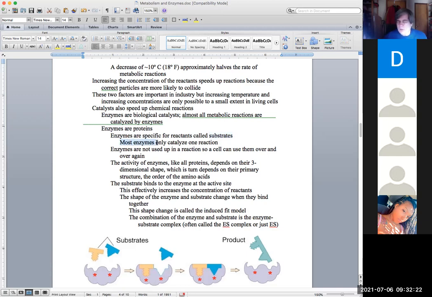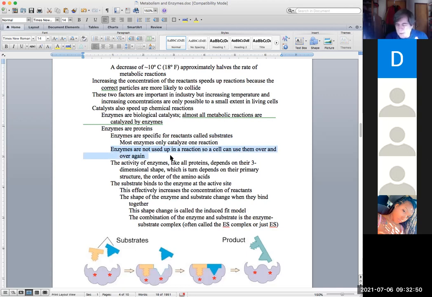So when we say substrate, just think reactant. And as I say, most enzymes are very specific. So they only catalyze one reaction. So they take one reactant, they turn it into one product, and that's all they do. So they're an extreme example of a specialist. Now, enzymes aren't used up in a reaction, so the cell can use them over and over and over again.